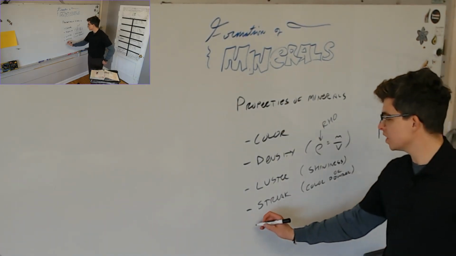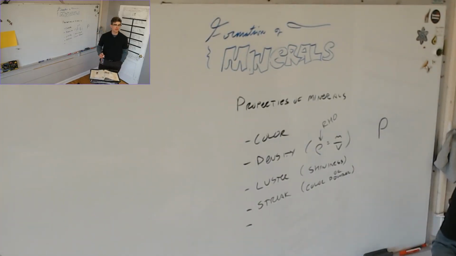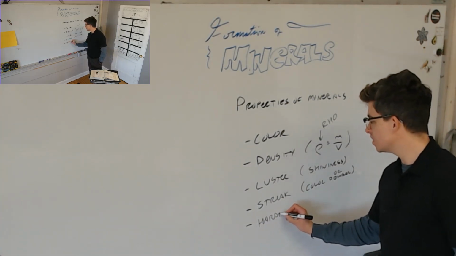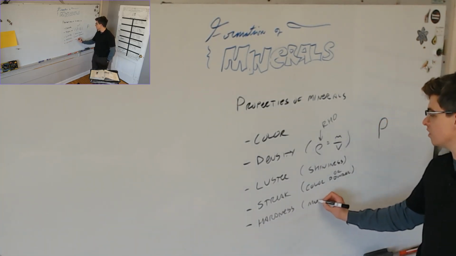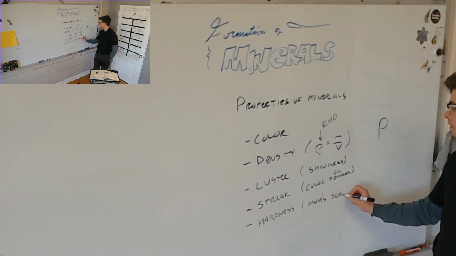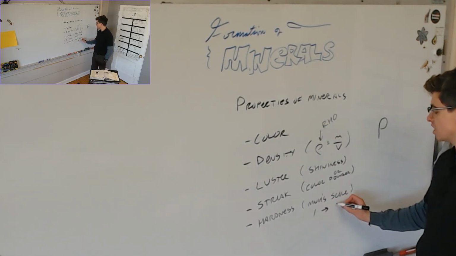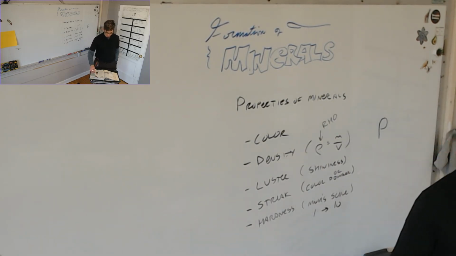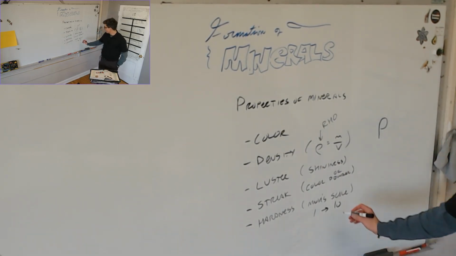What's another property of minerals we can use to tell what they are? Hardness. How hard it is. For this we use the Mohs scale of mineral hardness, where 1 is the least hard and 10 is the hardest. Mohs scale, M-O-H-S.